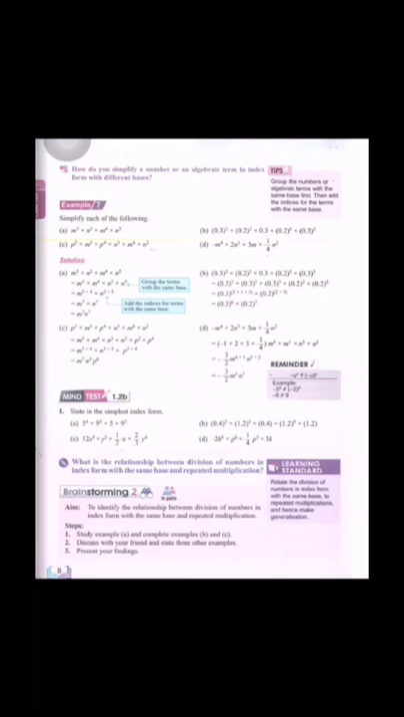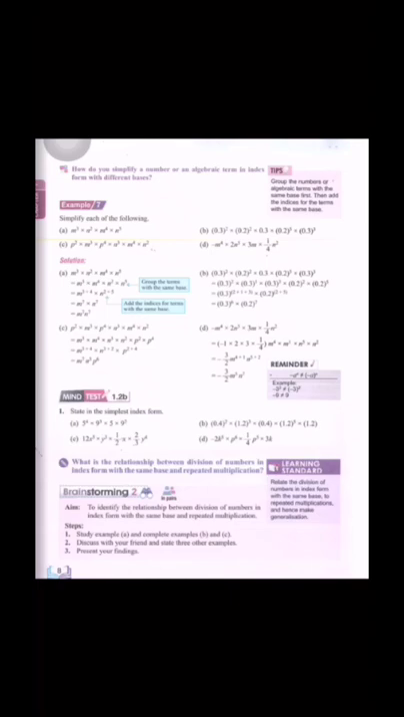We add the indices for the terms that have the same base lah. So m to the power 3 plus 4 we get m to the power of 7. Then n to the power of 2 plus 3 we will get n to the power of 5. Then p to the power of 2 plus 4 we get p to the power of 6. So the last answer we get m to the power of 7, n to the power of 5, p to the power of 6.